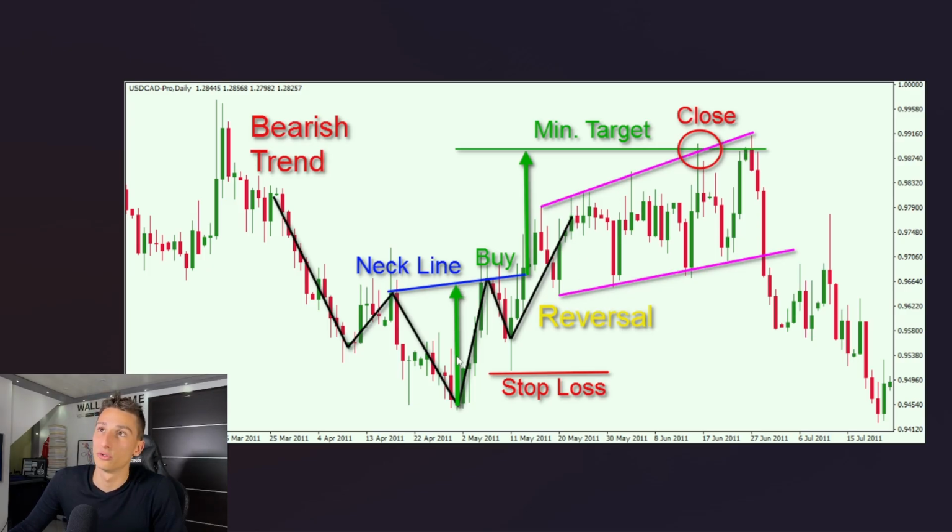Then you just need to set your theoretical target. Take the height between the neckline and the head and project it from the point where we are breaking the neckline to the upside, and this gives you your target. You just need to hold and put your stop loss below the right shoulder, and then bam, look at this market. Even if it's choppy, it's going to hit your target.